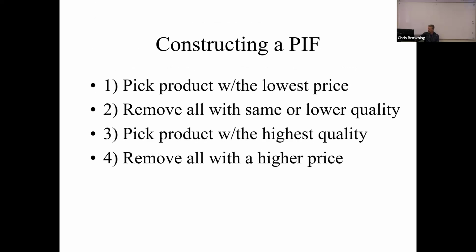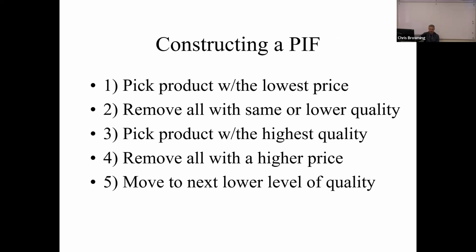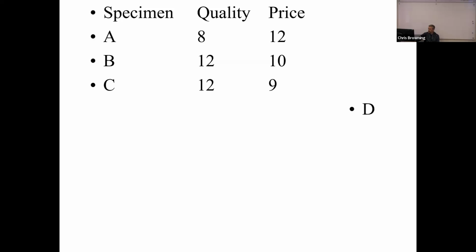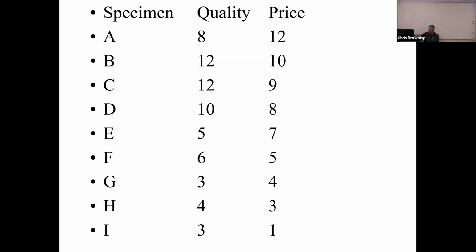And the list goes on and on. So you can read this, but let's do it. All right. So we have products A, B, C, D, E, F, G, H, and I. And we have quality measurements and price for each one of those products.